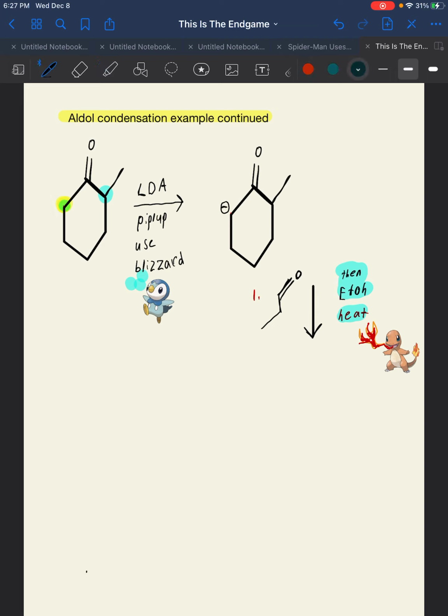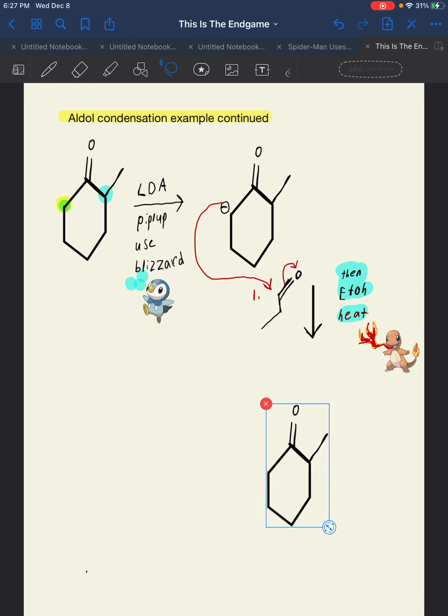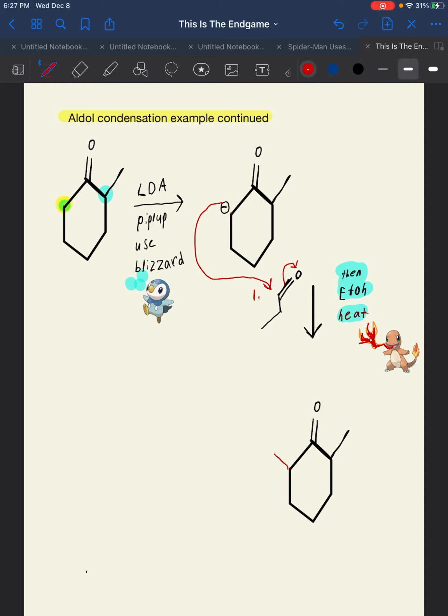So now then when we react this with an aldehyde, once again, open up that orbital. Then this can come in and attack, giving you this product right here. New bond in red. OH. Just like that. However, as you can see next to Charmander, there is heat involved. And when heat is involved, we can also form the aldol condensation product.